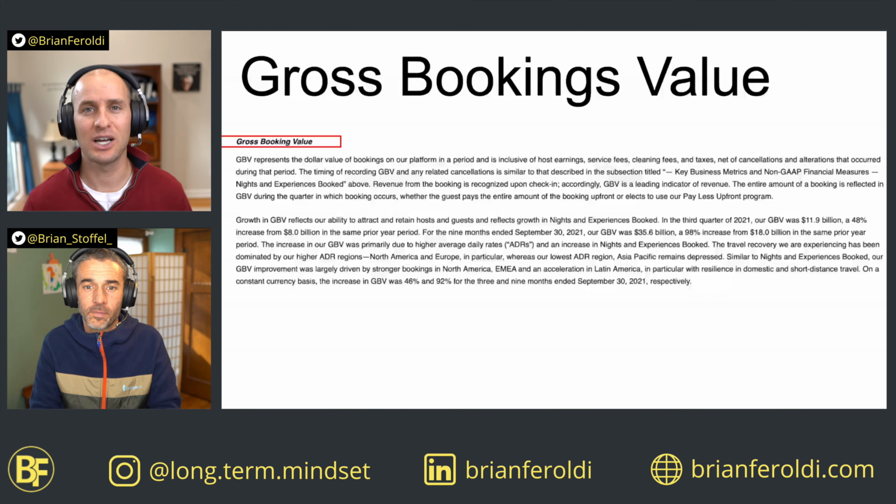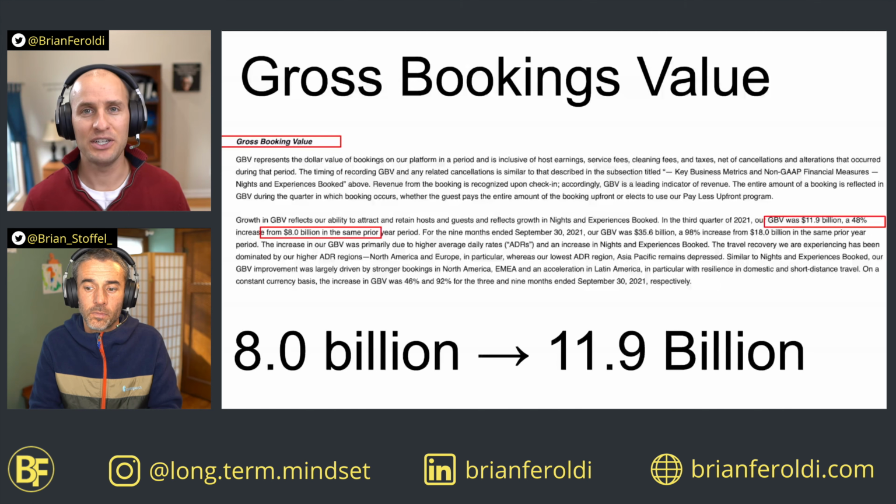Another category in Airbnb's management discussion and analysis to look for is gross bookings value. Some other e-commerce companies will call this gross merchandise volume, or GMV. If you look at Airbnb's recent results, you see that in the year-ago period, they had $8 billion in total value flowing through the network. And in the most recent quarter, that figure jumped to nearly $12 billion. Again, this is a key metric for investors to look at.